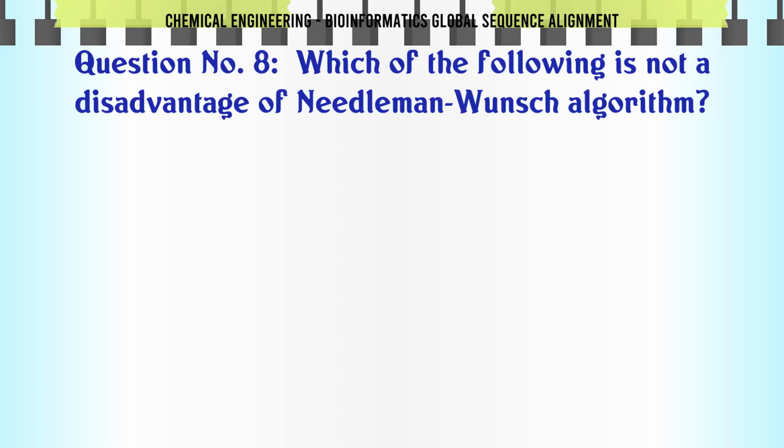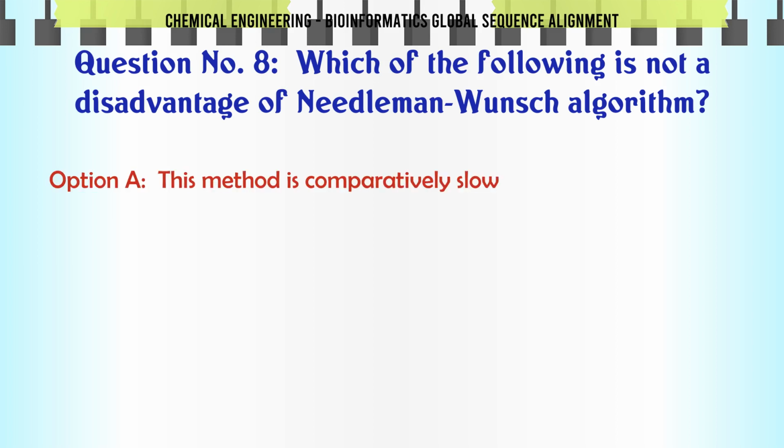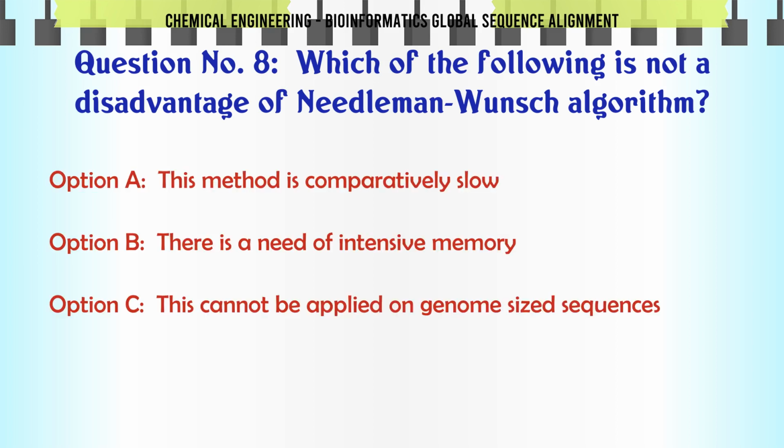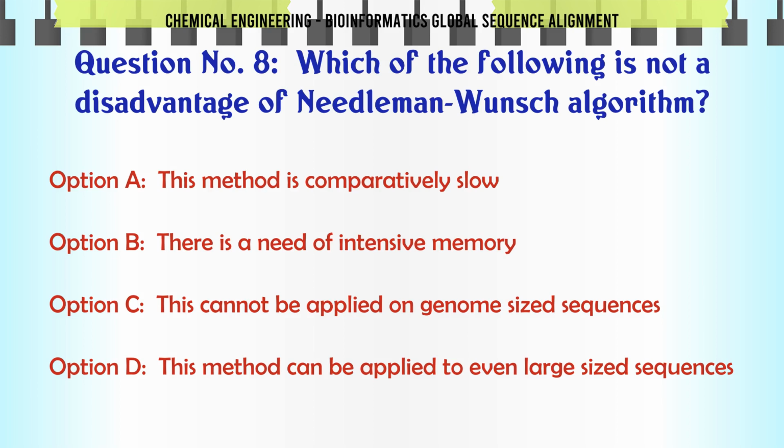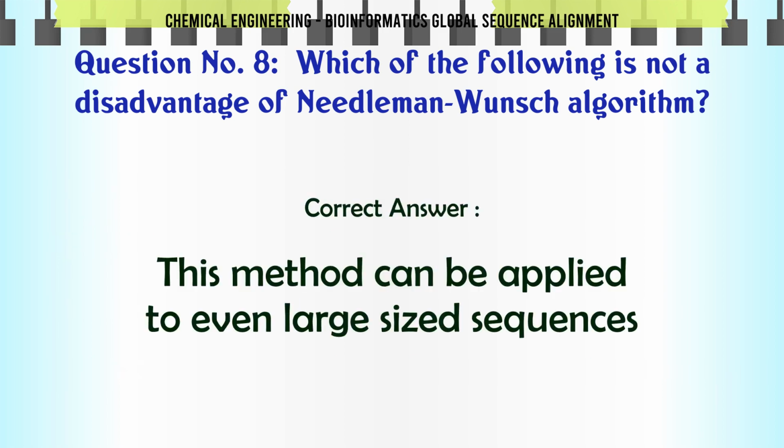Which of the following is not a disadvantage of Needleman-Wunsch algorithm? A. This method is comparatively slow. B. There is a need of intensive memory. C. This cannot be applied on genome-sized sequences. D. This method can be applied to even large-sized sequences. The correct answer is, this method can be applied to even large-sized sequences.